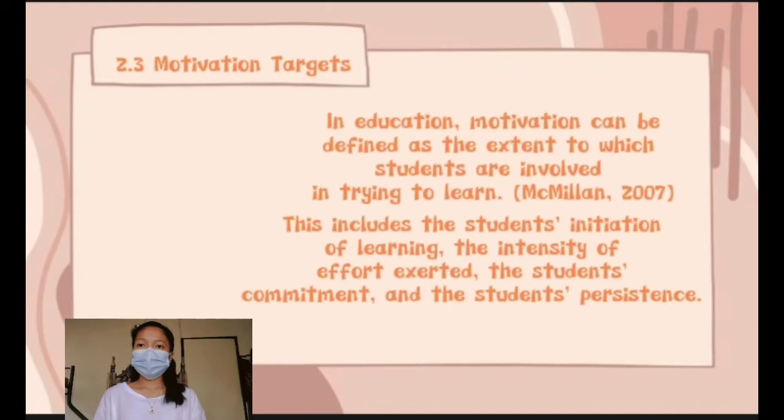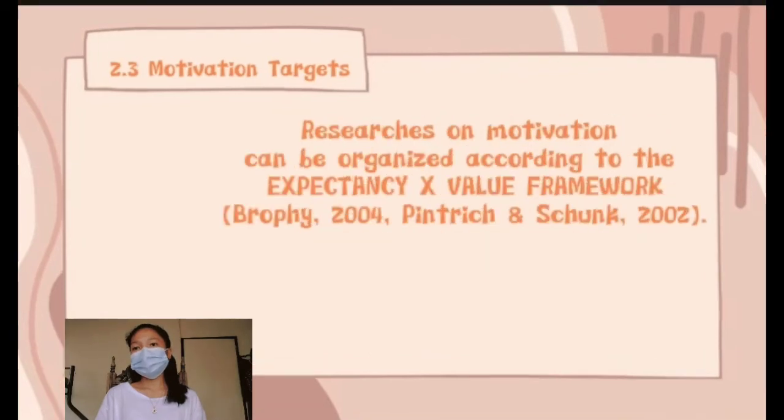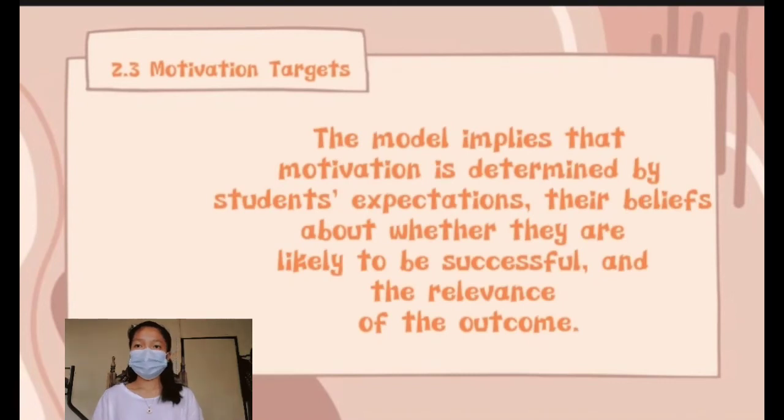Research on motivation can be organized according to the expectancy times value framework (Brophy 2004, Pintrich and Chang 2002). The model implies that motivation is determined by students' expectations, their beliefs about whether they are likely to be successful, and the relevance of the outcome. Expectations refers to the self-efficacy of the student. Self-efficacy is the student's self-perception of his or her capability to perform successfully. Values are self-perception of the importance of the performance. That is, the student sees the relevance of the activity.